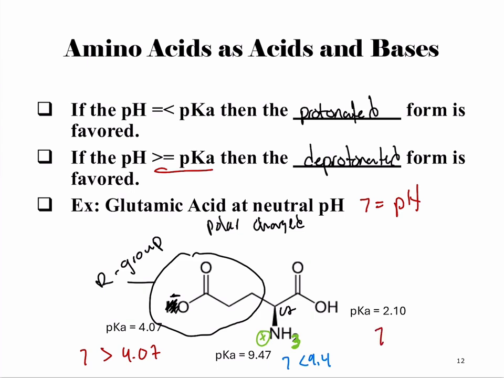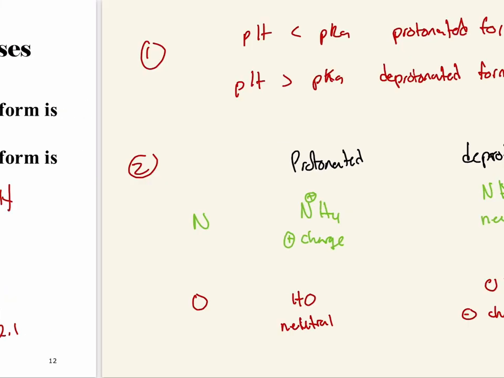7 is greater than 2.1, so this should be, again, negatively charged there. So this would be the correct protonation state for glutamic acid at neutral pH. So what we do, again, is we compare the pKa and the pH values, and then we determine if it's going to be protonated or deprotonated.